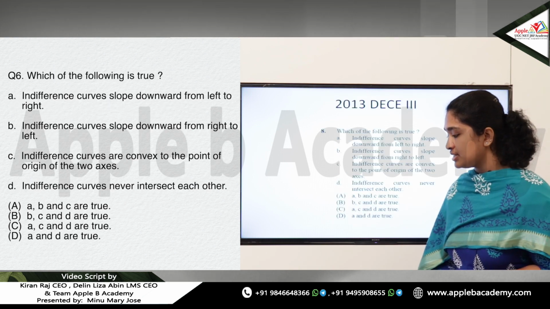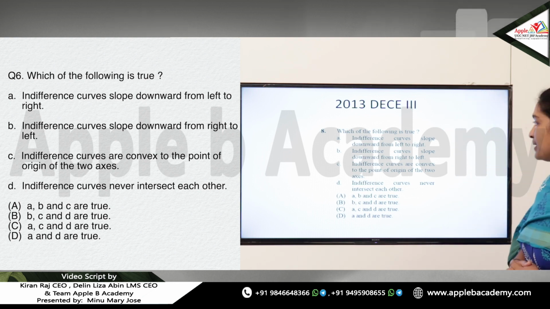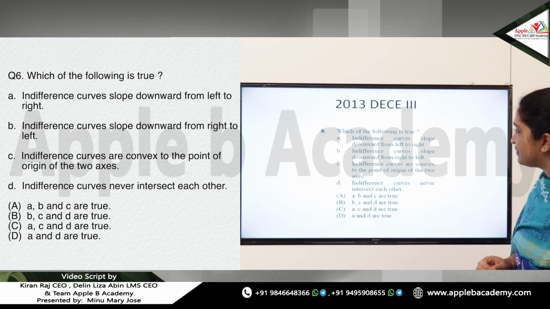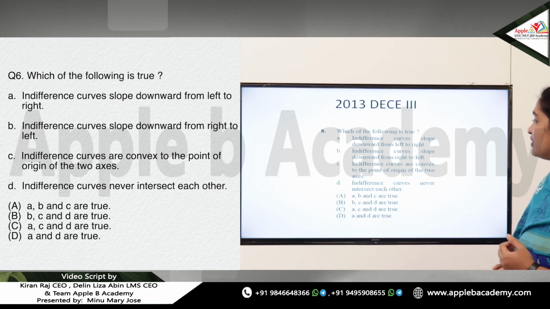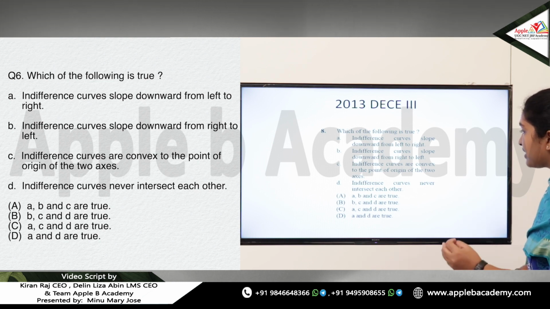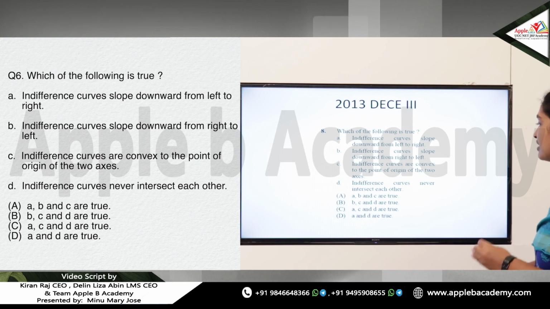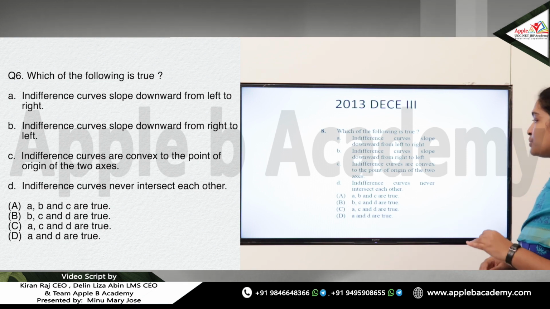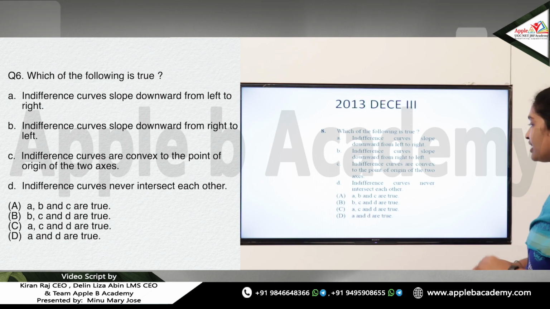Now the next question is from 2013 December paper 3. Which of the following is true? This is regarding indifference curve. Option A is indifference curve slopes downwards from left to right. Option B, indifference curves slope downwards from right to left. Option C, indifference curves are convex to the point of origin to the two axes. And option D, indifference curves never intersect each other.